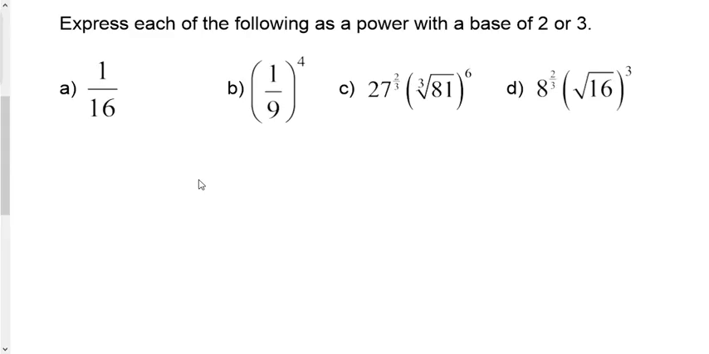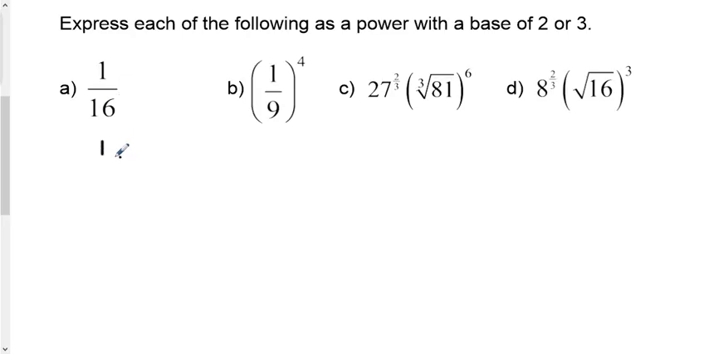In this video, we'll look at expressing a given value as a base of 2 or 3. So the first example we have here is 1 over 16. First of all, I need to decide whether that would be a base of 2 or 3. And because it's even, there's a good chance it's a base of 2.